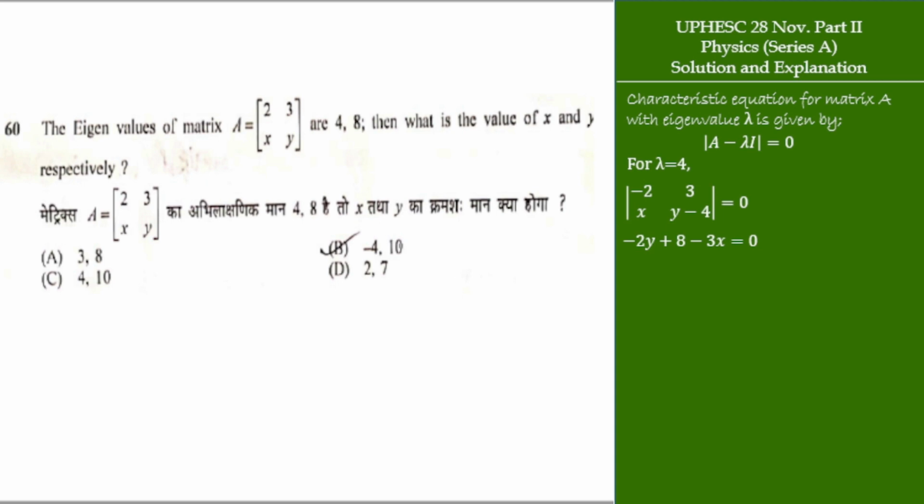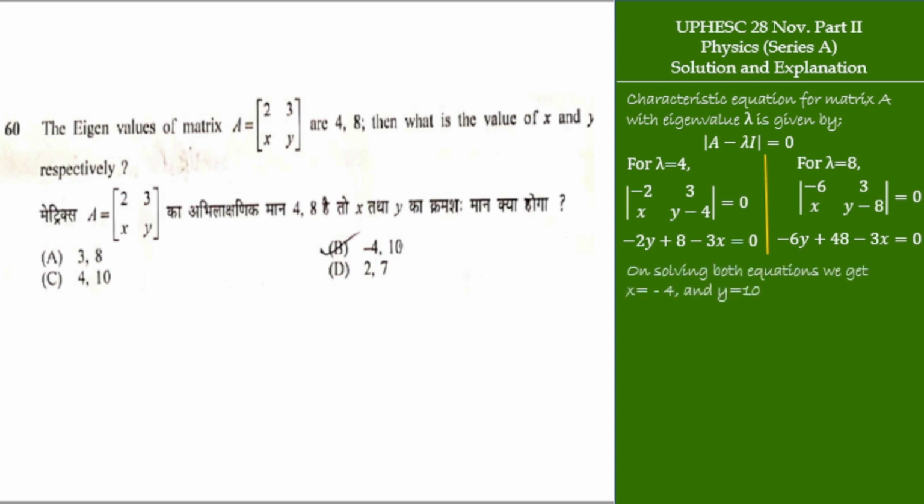So let's solve this and you will get an equation in x and y: minus 2y plus 8 minus 3x equals 0. Now again this concept is applied to the other eigenvalue, that is lambda equals 8. You will get this determinant equals 0, and the equation is minus 6y plus 48 minus 3x equals 0. Now solve both the equations. You will get x equals minus 4 and y equals 10. So the correct option for this question is option B, minus 4 comma 10.